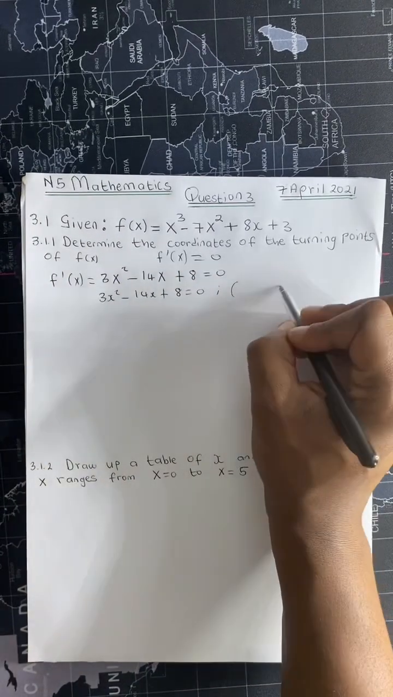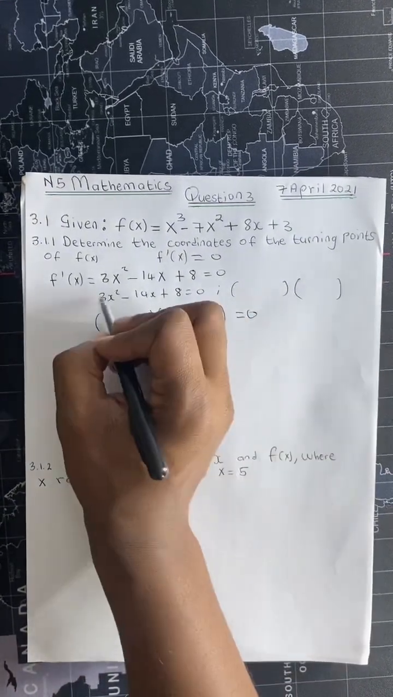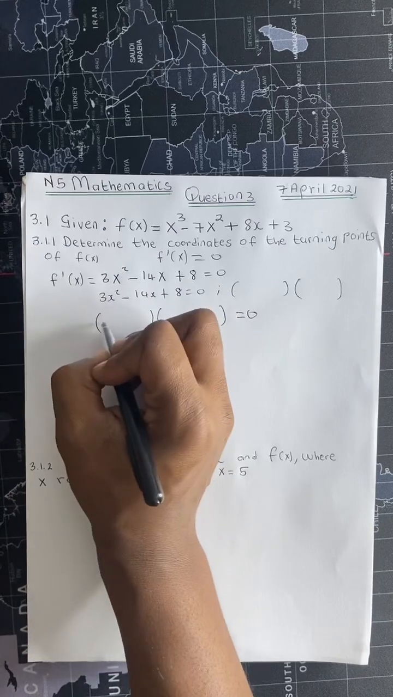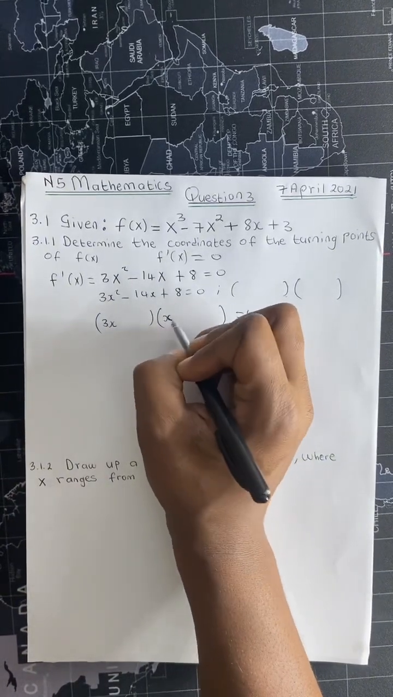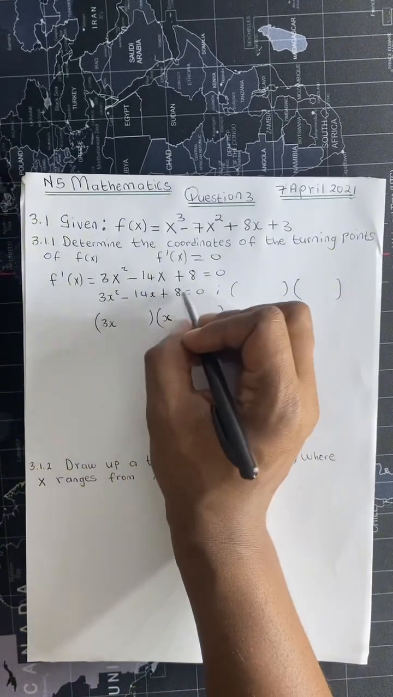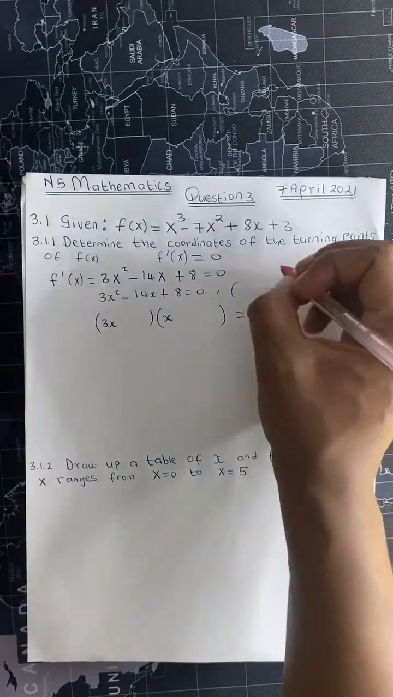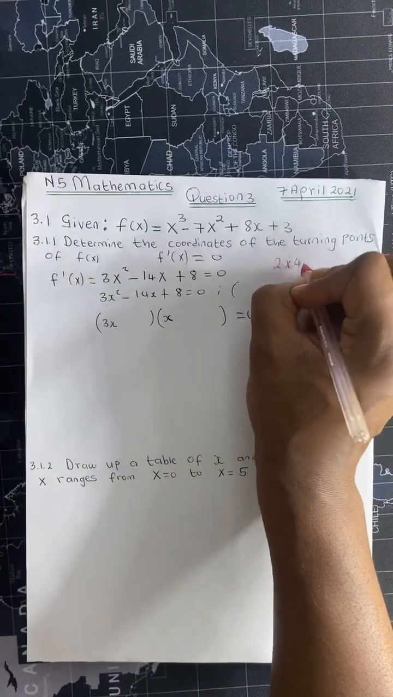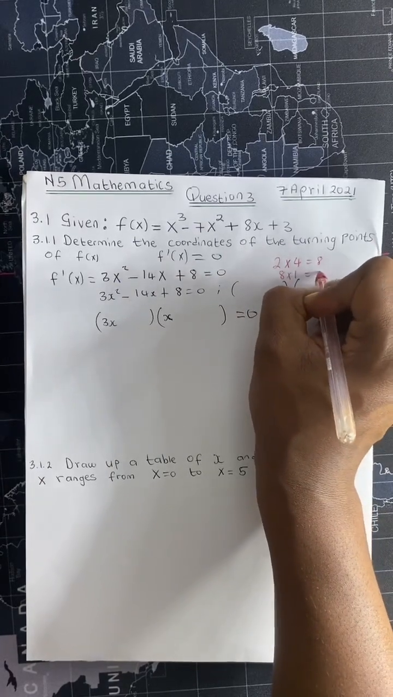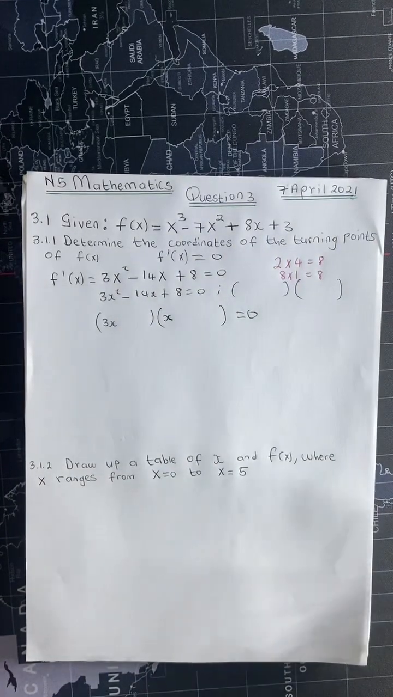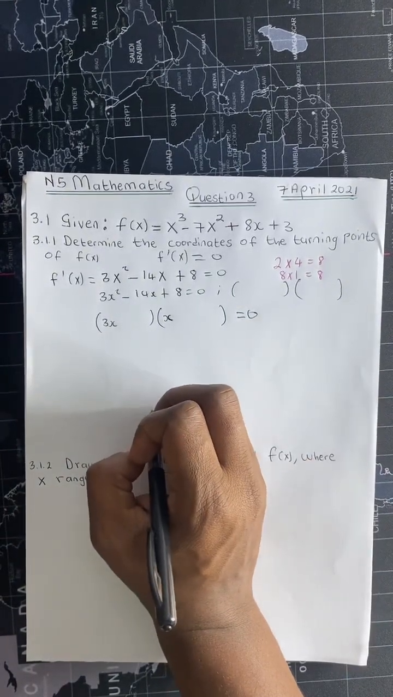From here, we factorize our equation. The factors of 3x squared, we have 3x and x. The factors of 8, the numbers that we can multiply in order for us to get 8, we have 2 multiplied by 4 is equal to 8, and also 8 multiplied by 1 is equal to 8. So to solve this, we have to use the trial and error method.